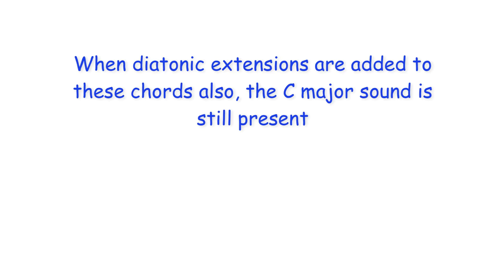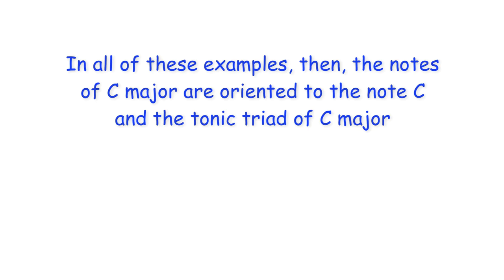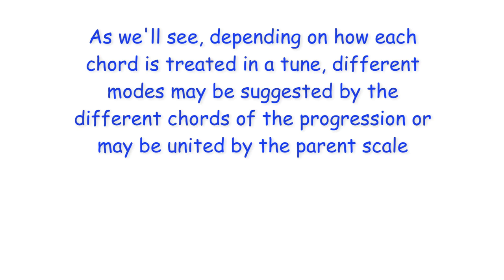In other words, when a C pedal, C chord, or functional progressions of C major are used to accompany the scale, it may begin and end on any of its notes, producing the C major sound. In all of these examples, then, the notes of C major are oriented to the note C and the tonic triad of C major. As we'll see, depending on how each chord is treated in a tune, different modes may be suggested by the different chords of the progression or may be united by the parent scale.